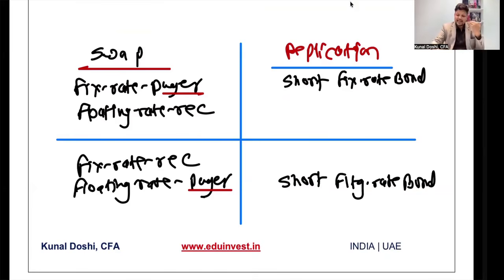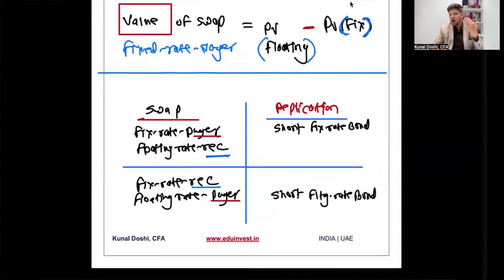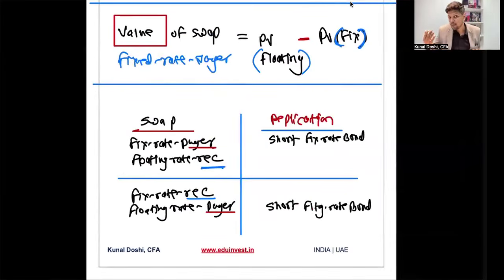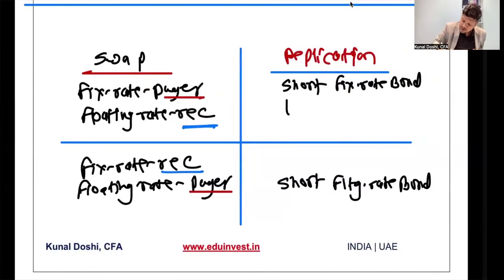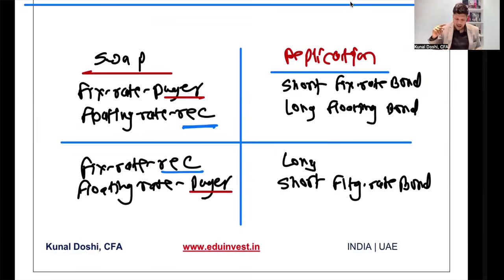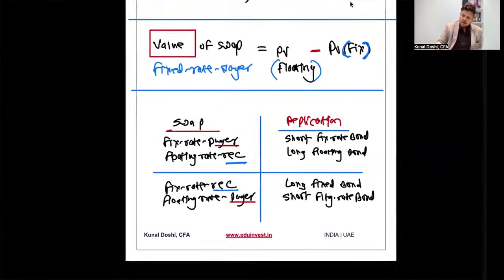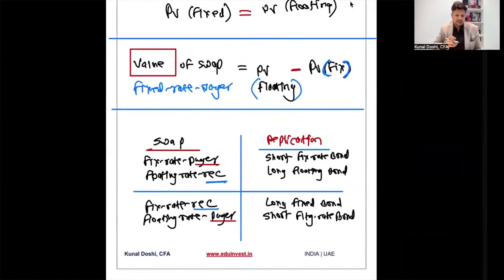And whenever I say receive, guys, receive is when you have gone long the bond or invested in the bond, correct? So you will receive the coupon when you are long. Which bond? Here it is floating, so I will say floating rate bond. And here I am a fixed rate receiver, so I will say I have gone long a fixed rate bond. Are you with me on this?